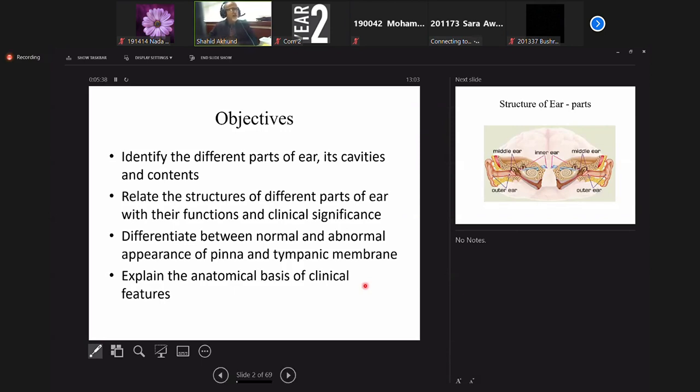Now the objectives of both these lectures will be that you identify different parts of the ear, its cavities and contents. And then you relate the structures of different parts of the ear with their functions and clinical significance. Differentiate between normal and abnormal appearance and functions, both of the pinna and tympanic membrane. Then you explain the anatomical basis of some of the clinical presentations. At this point in time, in this hour or so, we are interested, from the anatomy point of view, in how you would relate the anatomical basis of those clinical features.